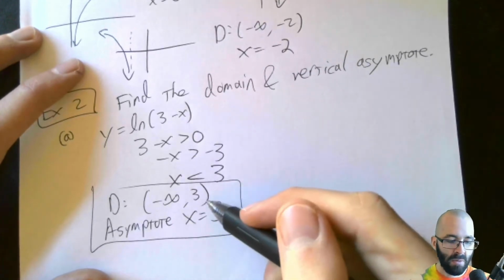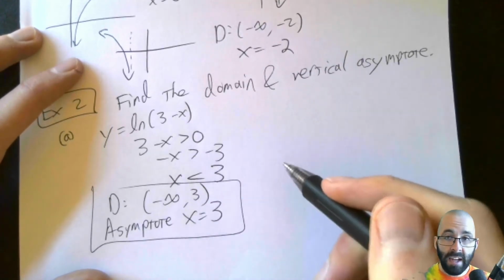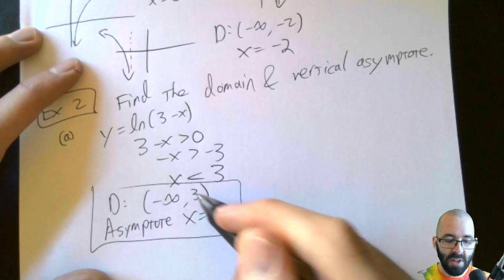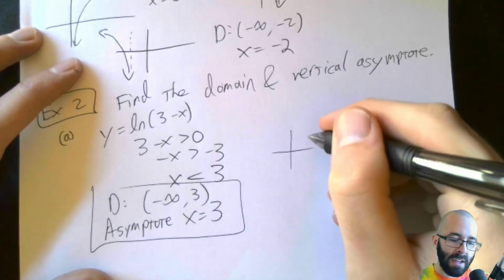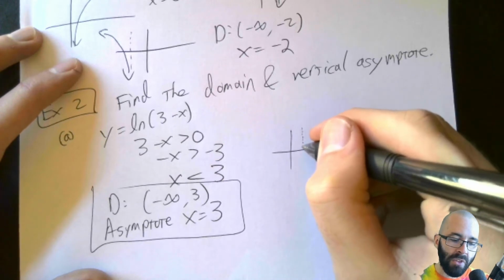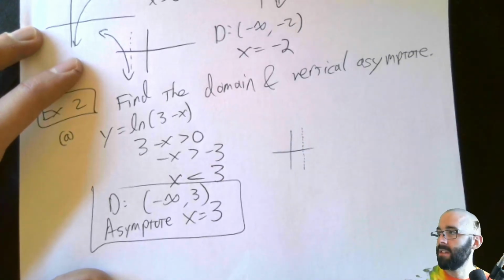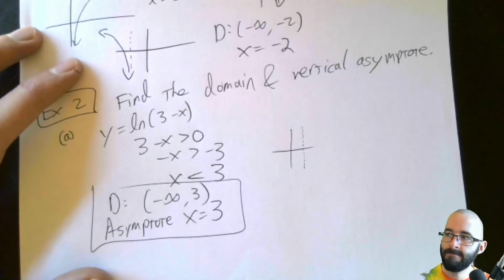Domain, we already found that in the previous video. The asymptote just comes along with it. Remember, it's a line. The line x equals 3 is all of the numbers that have an x value of 3. So it's that vertical line right there. Okay. Let's do another one of these.